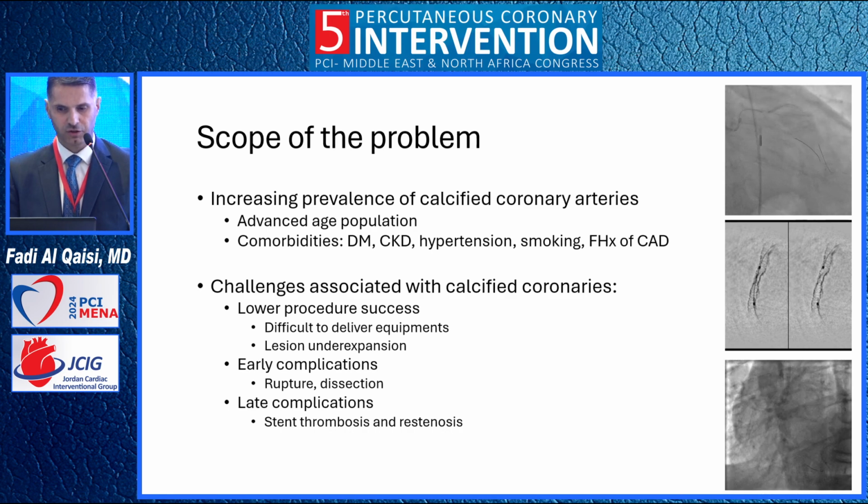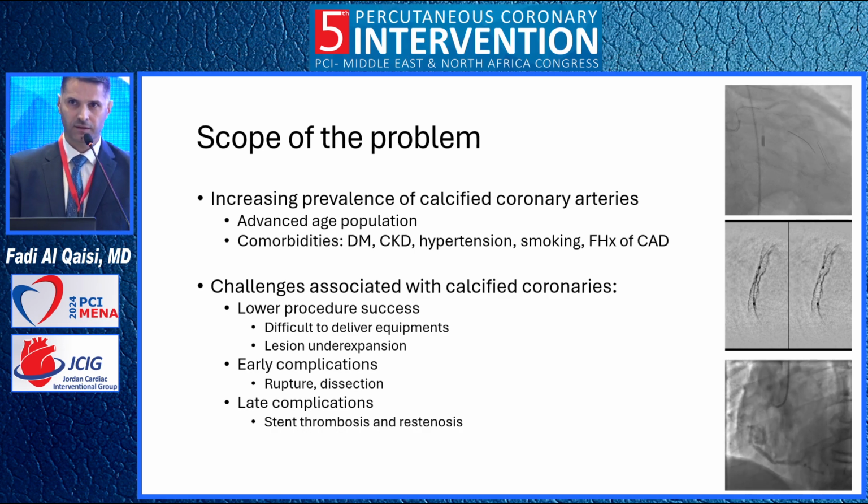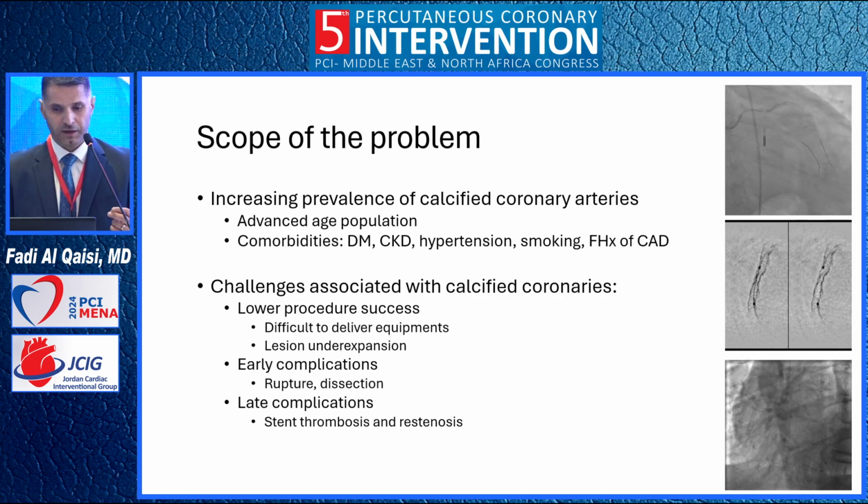This is the previous case we talked about, where it was very difficult to deliver equipment around calcified lesions. We may end up with under-expansion of the stents. You may have complications of rupture or dissection. This is one of the cases: after I tried to post-dilate the stent, I ended up rupturing the artery. The patient survived. And there are late complications if you have under-expansion, with stent thrombosis and stent restenosis.